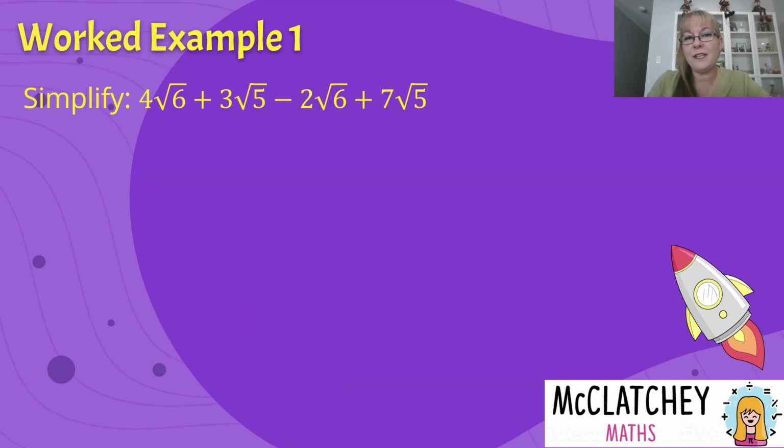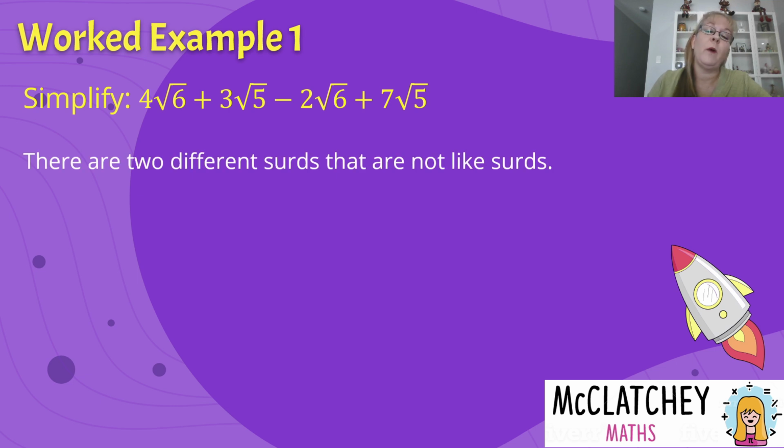Okay, here's our first example. Simplify 4 root 6 plus 3 root 5, take away 2 root 6 plus 7 root 5. So what I can see straight away is that there are two different types of surds that are not like surds. I've got the root 6s and the root 5s.